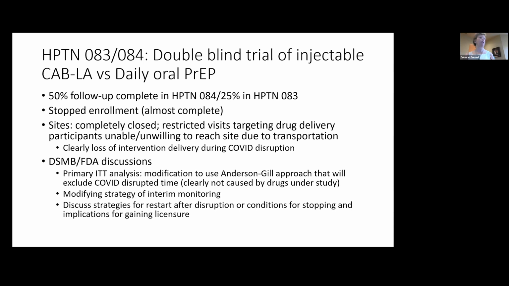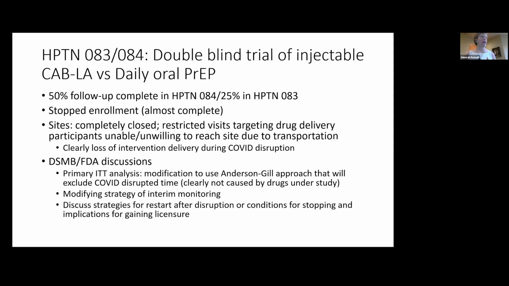And what I've been really working on is, what are we going to do with this trial? I'm involved in DSMB and FDA discussions about modifying the primary ITT analysis. The first thing we went to was a pretty simple modification to use an Anderson-Gill approach that will exclude this COVID disrupted time. This is considered to be okay, even by Tom Fleming, because the reason for the disruption is clearly not caused by the drugs under study. So it's one kind of planning, exactly how we're going to do that.